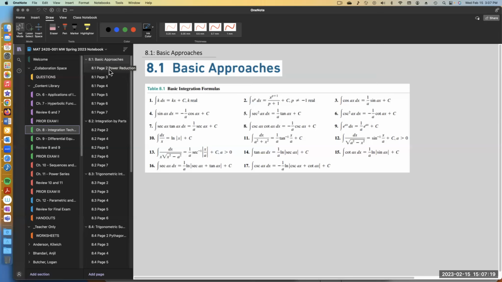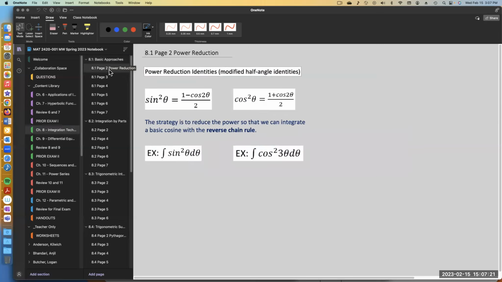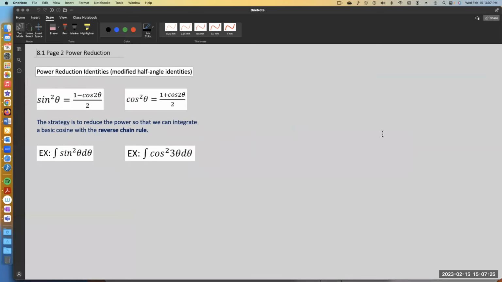Okay, so let's take a formal look at power reduction. We have talked about it informally. We saw that there was an example on the first homework that did need power reduction, even though they hadn't really talked about power reduction in the book yet. But that's okay, not a problem.